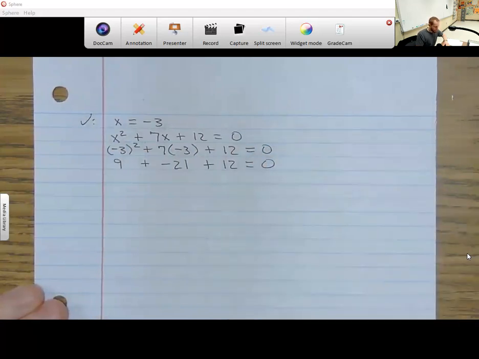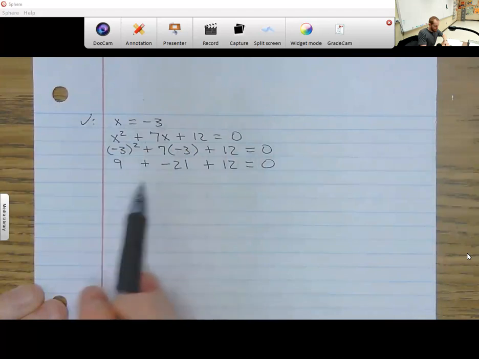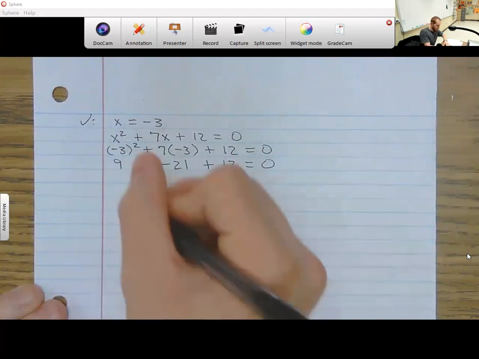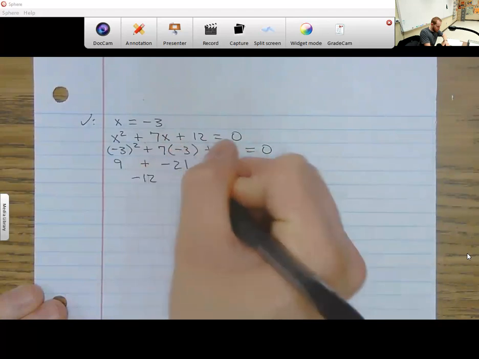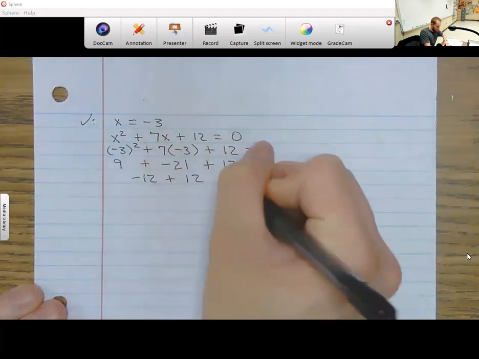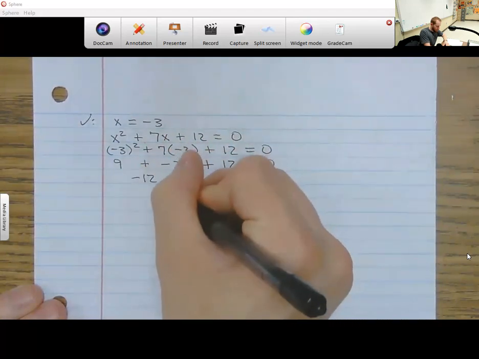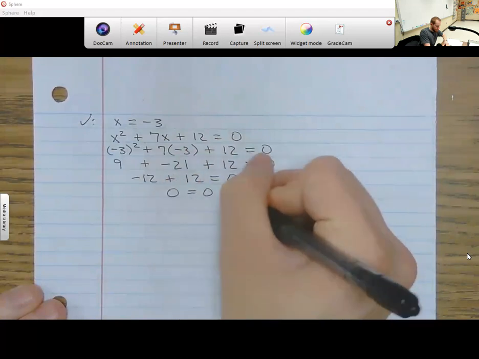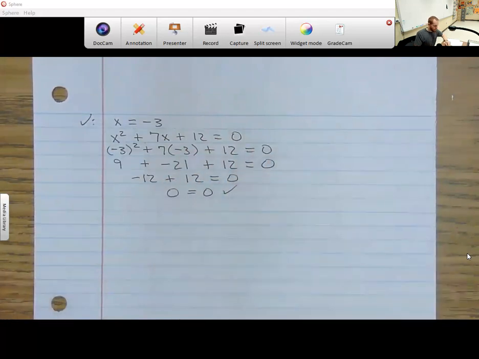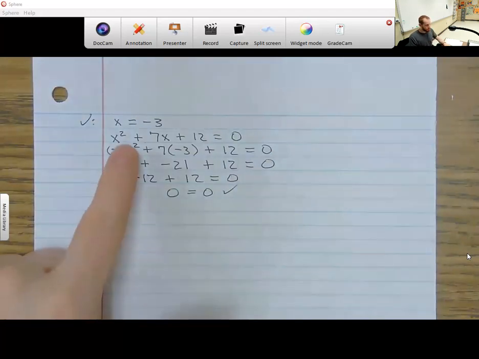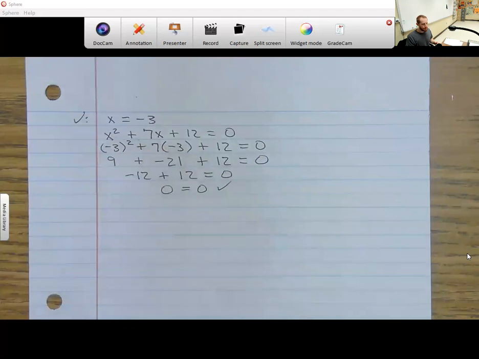Okay. These first two numbers, when I add those up, I'm going to get -12 plus 12 equals 0. So then at the very end, I do get 0 equals 0. So I know that -3 is definitely going to be a solution to this equation right here. And I know that by checking it. Okay? Let's do another one just like that.